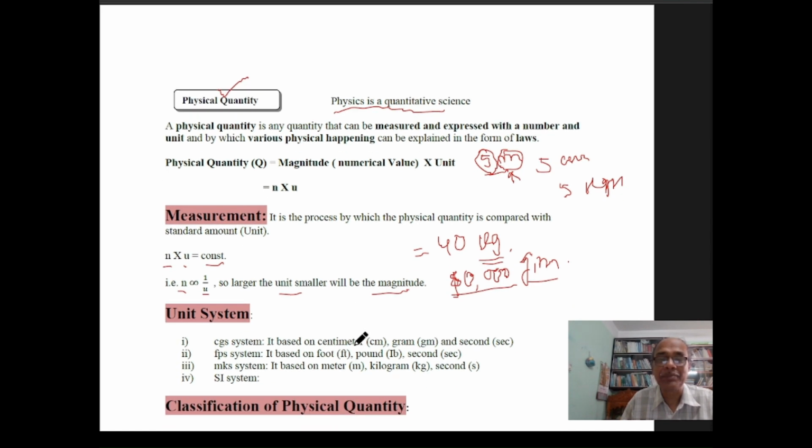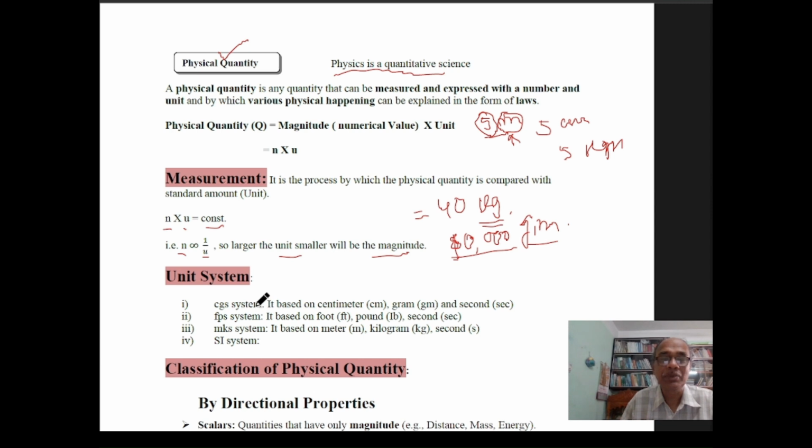And unit system. Here we are taking systems: CGS, FPS, MKS. Here all base unit fundamental quantities are taken: length, mass, time. In the CGS system length is centimeter, mass is gram, time is second. Similarly for the FPS system, length is foot, mass is pound, and time is second. It is the British system. In the MKS system, length is meter, mass is kilogram, time is second. And the SI system we will discuss later.